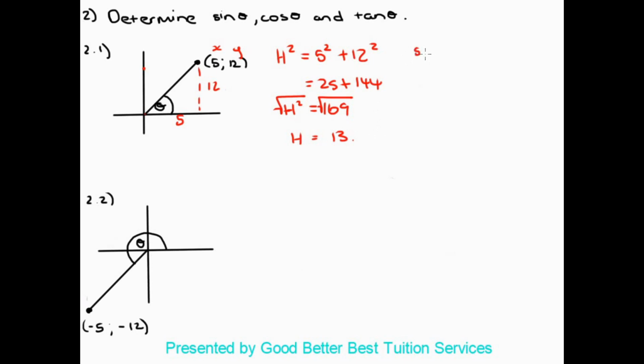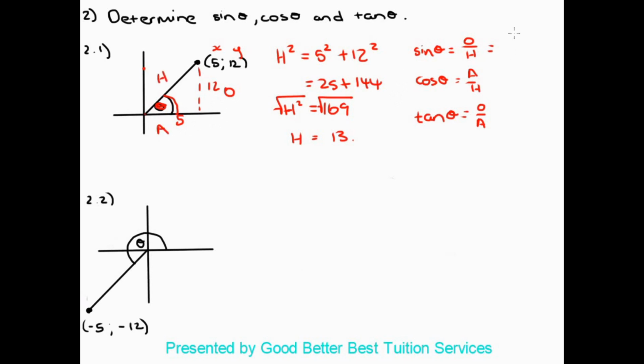Now we need to write out sine theta, which we know is equal to opposite over hypotenuse, cos theta, which is equal to adjacent over hypotenuse, and tan theta, which is equal to opposite over adjacent. So all we need to do now is substitute in these values. So obviously we have theta over here, right? So this is going to be the opposite side, this is going to be the adjacent side, and this is going to be the hypotenuse.